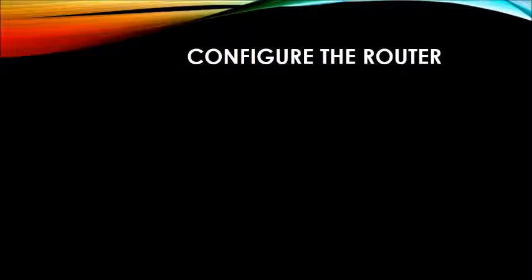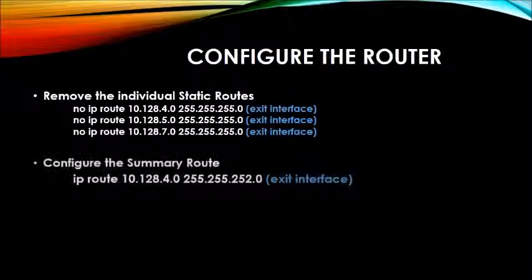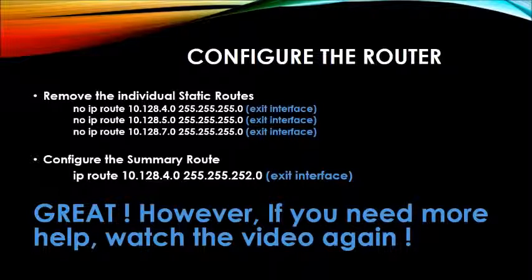Now, what are the steps that we need to do to configure the router? Do you remember? Well, first of all, we're going to need to remove the individual static routes and then configure the summary route. Great job. However, if you need more help, watch the video again.